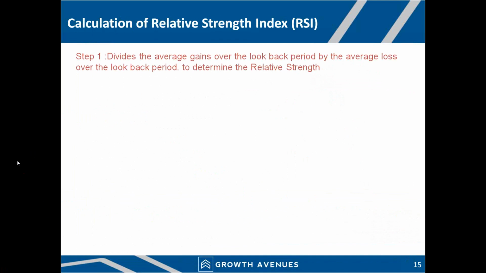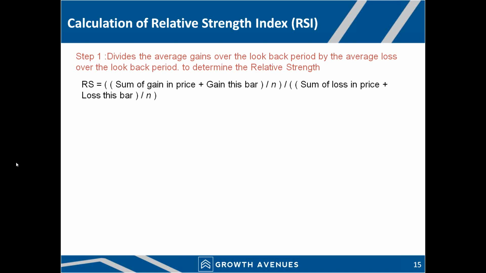RSI is calculated by dividing the average gains of the look back period. What is look back period? Look back period refers to the period which is considered for calculating the gains and the loss. So ideally the default setting is 14 period, which is used to calculate the average gains and the loss.